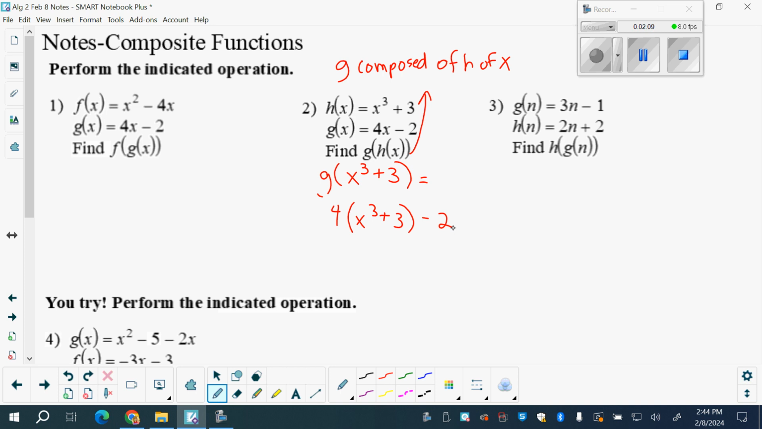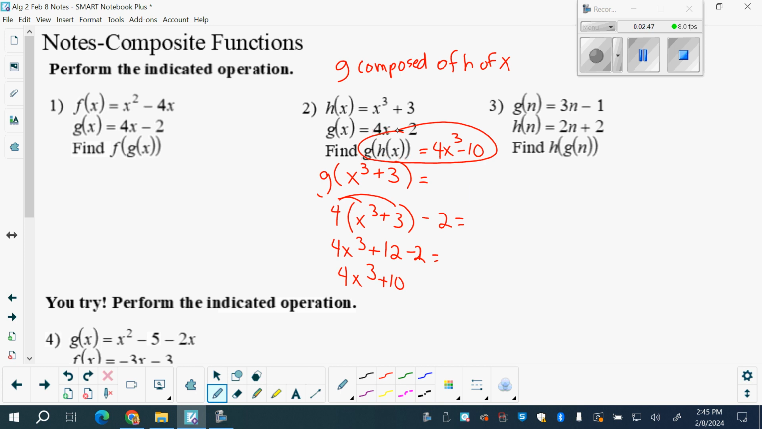So now I simplify it. So I just distribute 4x to the third plus 12 minus 2. And that would give me 4x to the third plus 10. And that's my answer. Questions on that? Again, this is different, a little tricky. No? Okay.